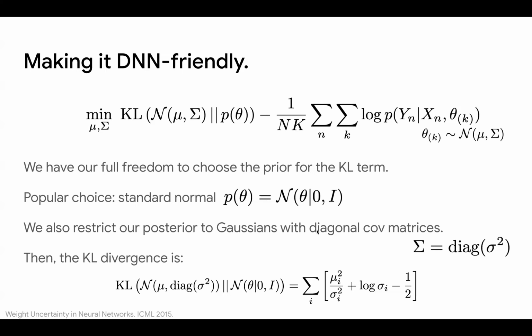And we restrict our attention to Gaussians as posteriors, but only with diagonal covariance matrices. If you allow for full covariance matrices with full degrees of freedom, then you run into a lot of problems computationally. So it's computationally easy to just consider diagonals here. And then there's an analytical solution for your KL divergence between two Gaussians, which goes like this. Here, mu and sigma are the parameters that we are learning eventually.